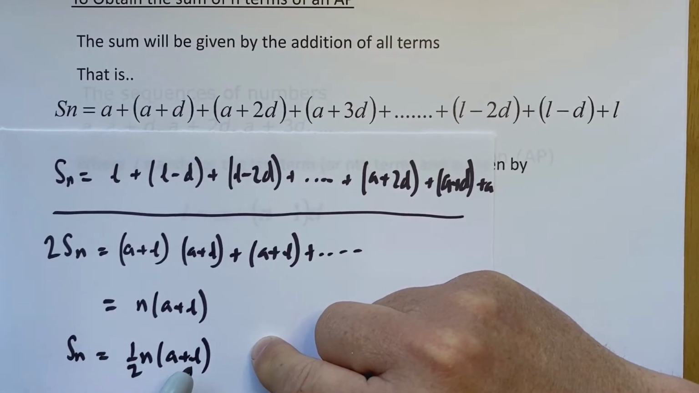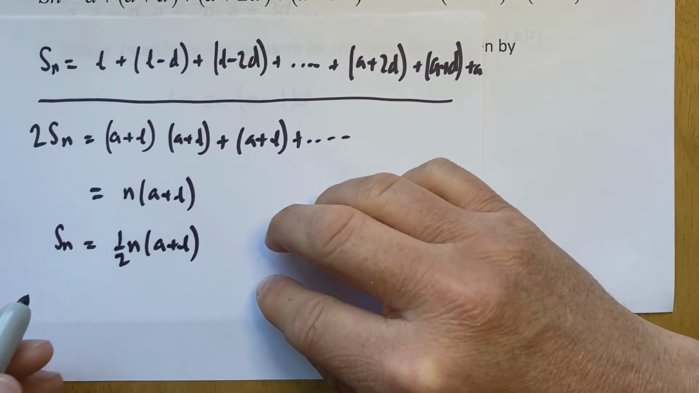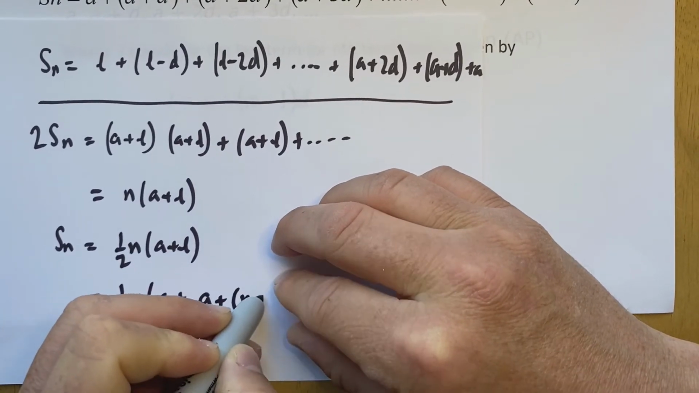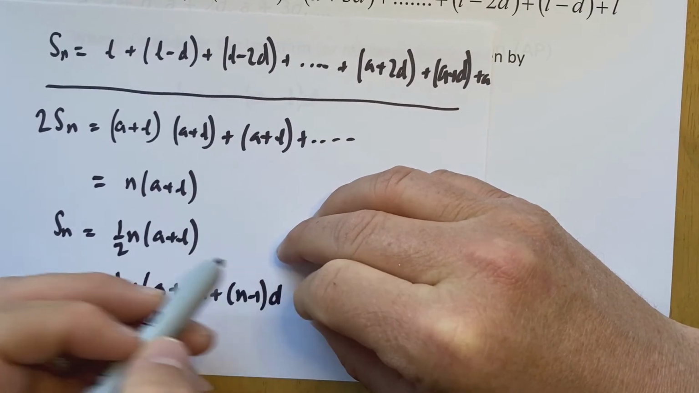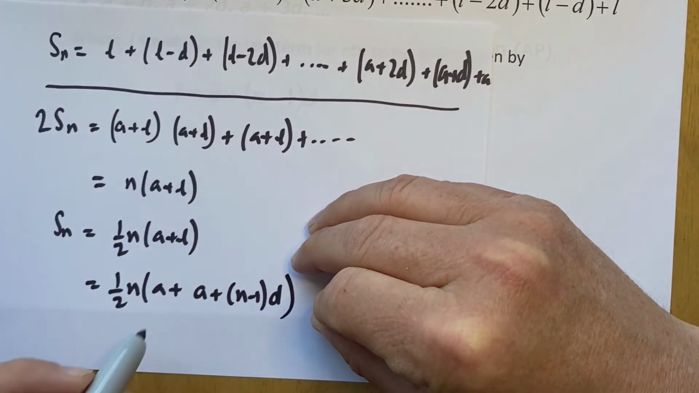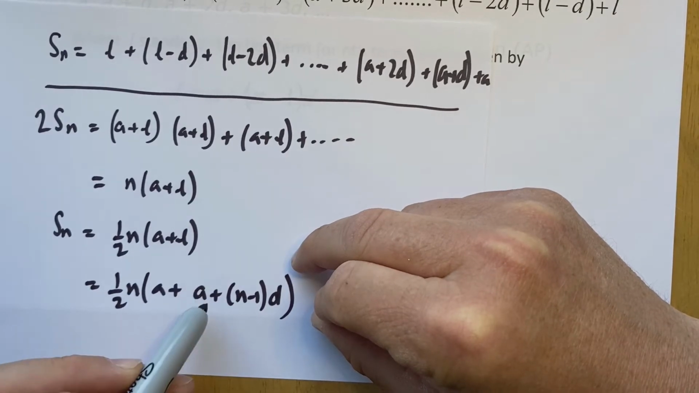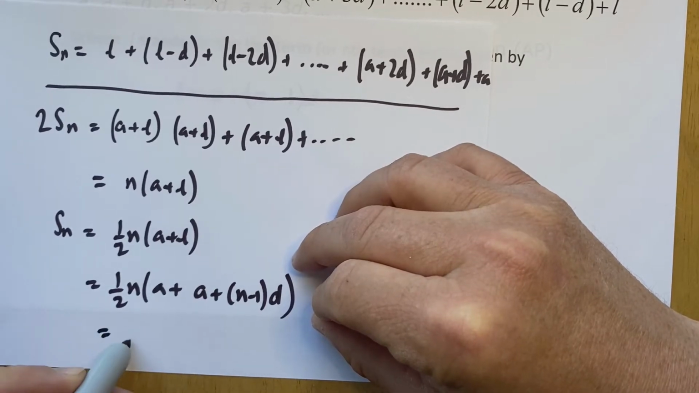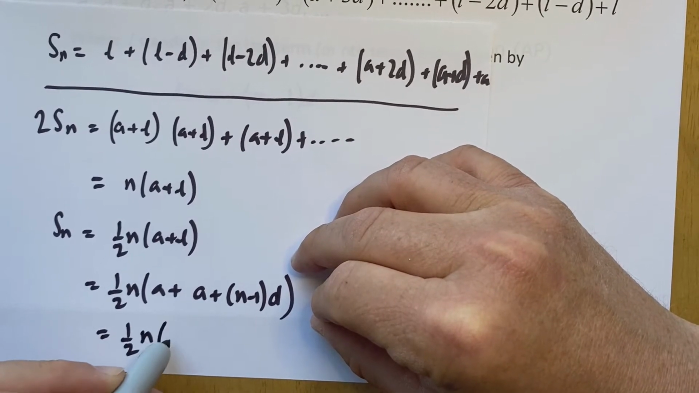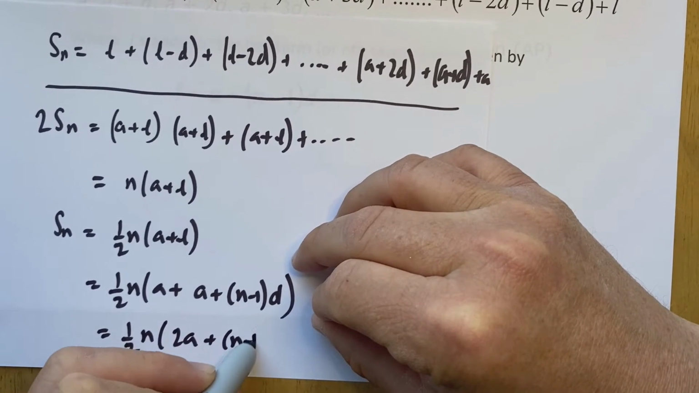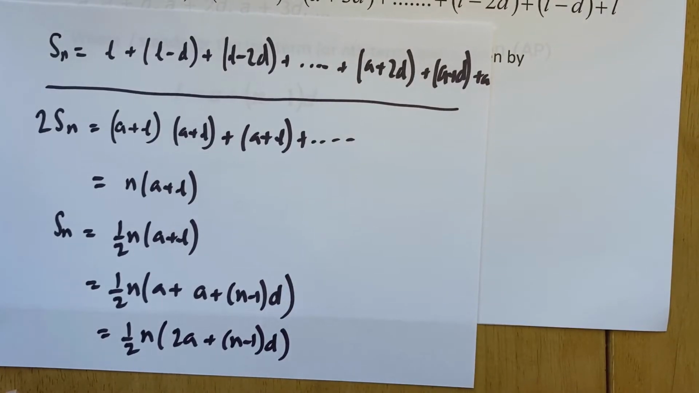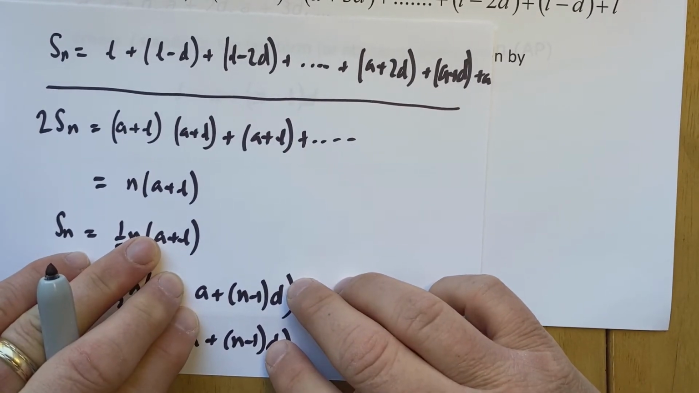However, the last term was the expression A plus n minus 1 D. It was just easier to write it as L for the process that I've described up there. If I put that back in, it was actually A plus n minus 1 lots of D, A plus A is 2A, plus n minus 1 lots of D. And that is a formula that's used at A level for the sum of n terms. So we now have an expression for the nth term, which is that part there, A plus n minus 1 lots of D.